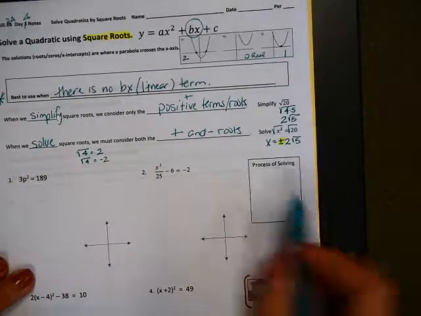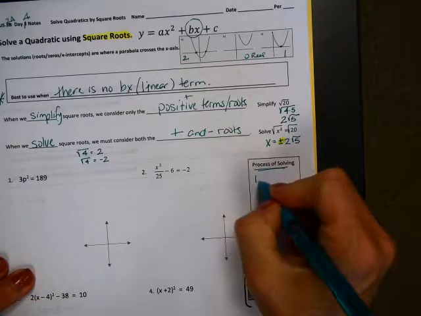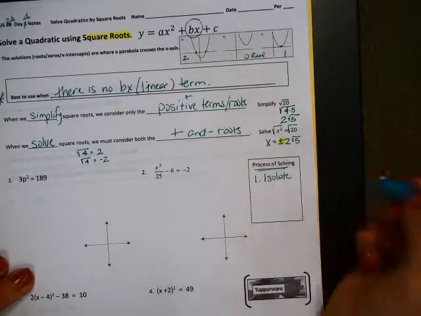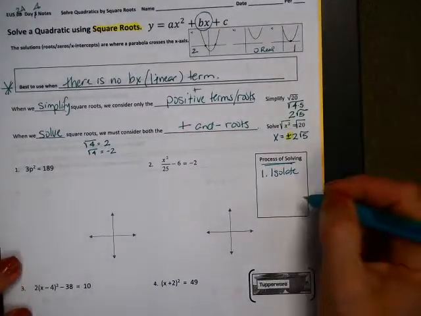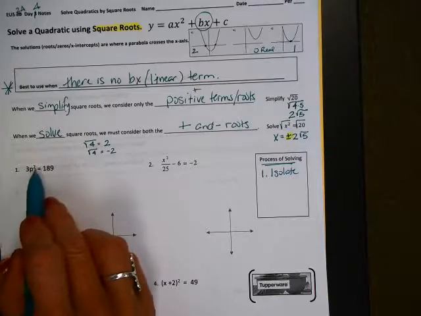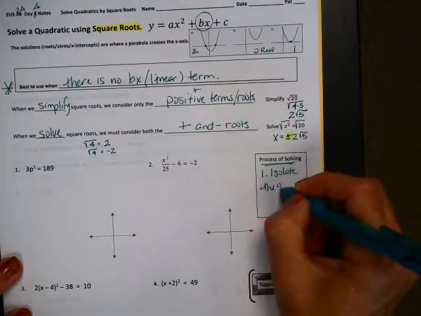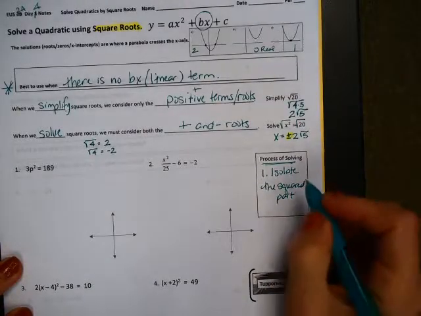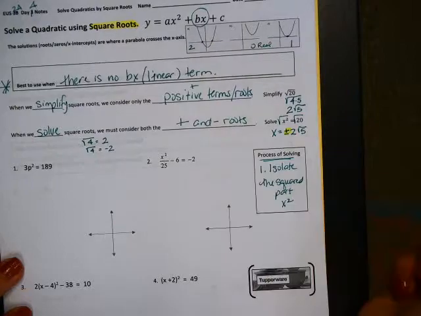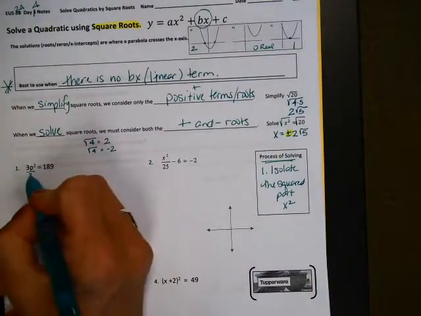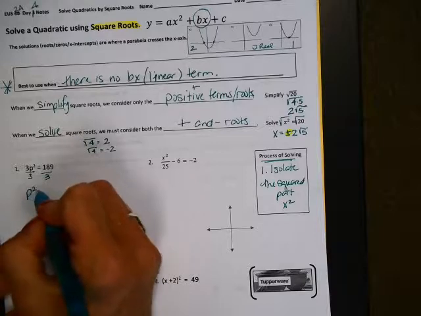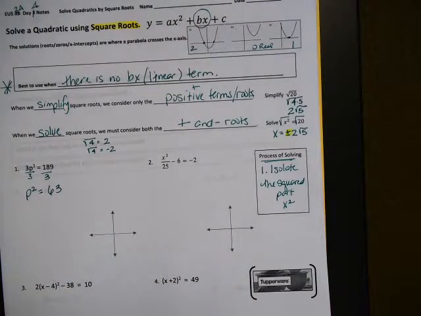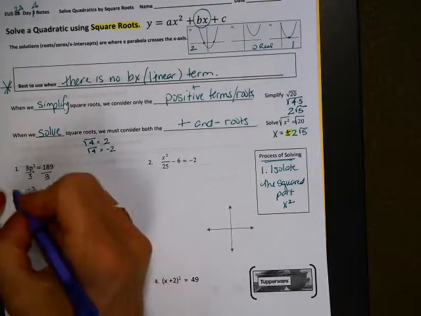First thing we're going to do, let's go ahead and jot our processes while we're working on it. First step, what do we do first? It starts with an I. Isolate. That's almost always our first step when we're solving anything. Isolate first. In this case, we're going to isolate the squared part, which is your x squared. So in this case, it's a p squared. So divide by 3 first. P squared equals 63. Then, you go ahead and get rid of the square root.